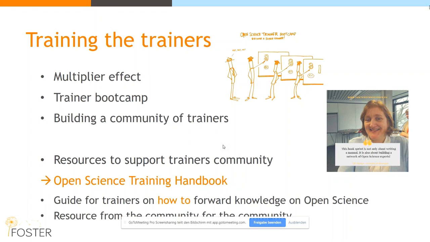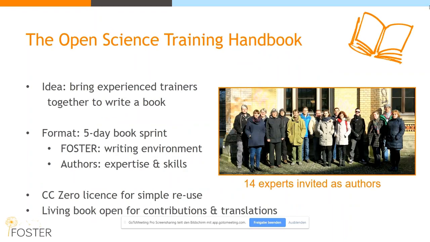So, for example, we created the Open Science Training Handbook, which is really a guide for trainers on how to forward knowledge on open science. And this resource was written by the community for the community. And here you can see our team of authors. So the idea was to bring together the experienced open science trainers to write a book and share their experiences. They came together for 1 week, for 5 days in February in Hanover in Germany for a book sprint, and Foster provided the writing environment, and they came and wrote the book.